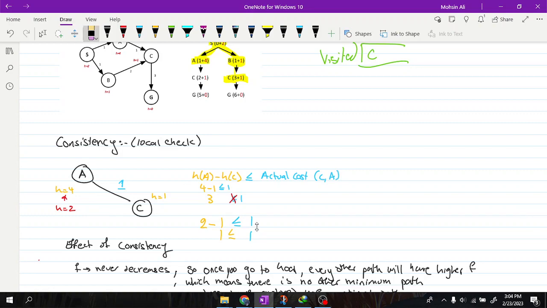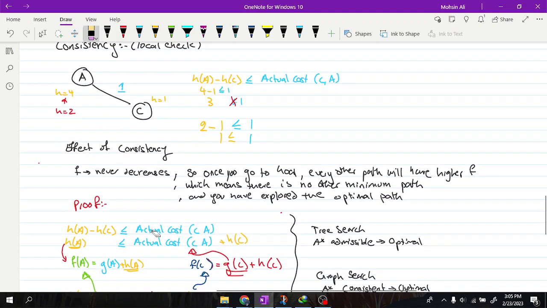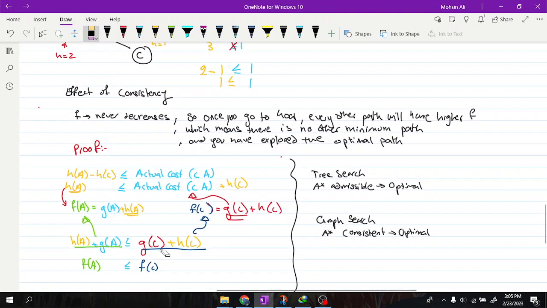So what is the effect of consistency, right? The effect is that f never decreases. And there's a proof as to how this is being done. You can look at it afterwards. I'm not going to explain this because this is very self-explanatory.